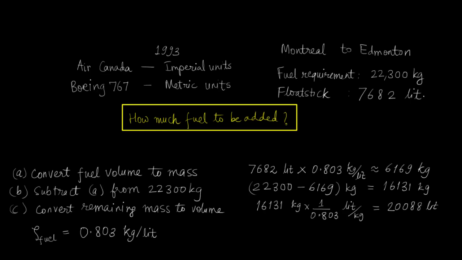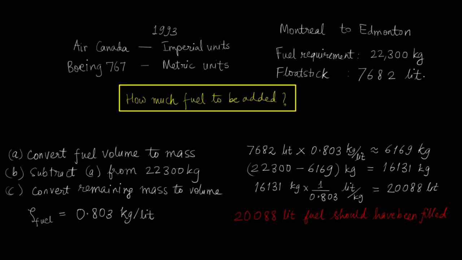So now 6,169 kilograms of fuel already exists, which we can subtract from the 22,300 kilograms of fuel required, which yields 16,131 kilograms of fuel. Now 16,131 kilograms of fuel is what is required, but we have to report this mass in liters. So 16,131 kilograms multiplied by 1 upon 803 kg per liter. The kg gets cancelled and we obtain 20,088 liters. So essentially 20,088 liters of fuel should have been filled into the aircraft. But what actually happened?